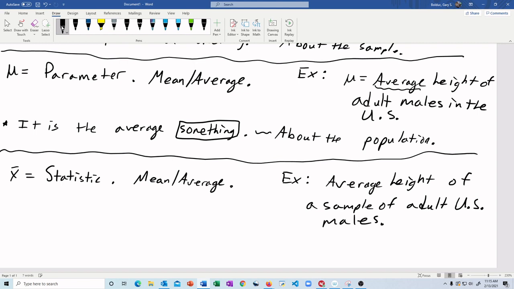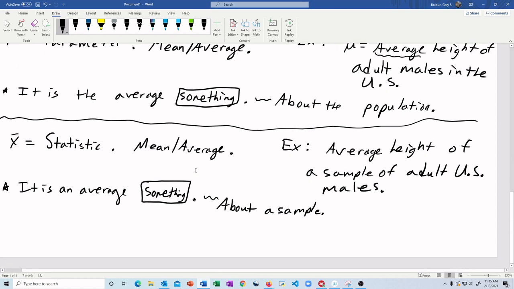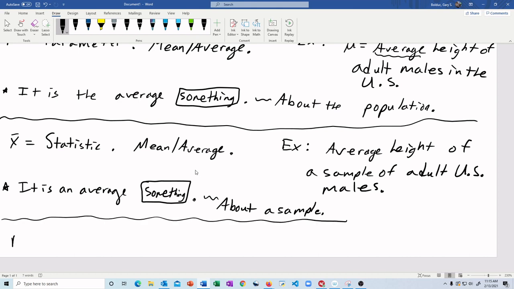Again, what's the key point here? This is an average something, in this case height, but depending on the problem, this changes. But what's the key point? This is about a sample. All right. Last but not least of these symbols that we have here is n. This is the sample size.